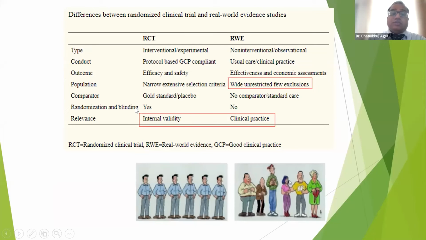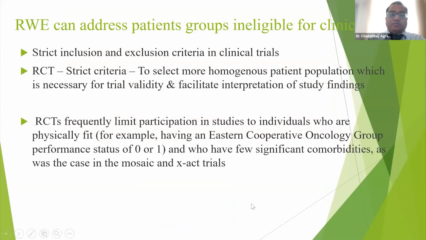This slide quickly shows that for the randomized clinical trials we have studied till now, the relevance is basically internal validity. But for real world evidence, the relevance is clinical practice, because there is a wide, unrestricted population with only few exclusions, while in a randomized clinical trial it's a narrow population with extensive selection criteria. This is what a patient population looks like in a randomized clinical trial, and this is what we see in our clinical practice. So real world evidence can address patient groups of clinical importance.